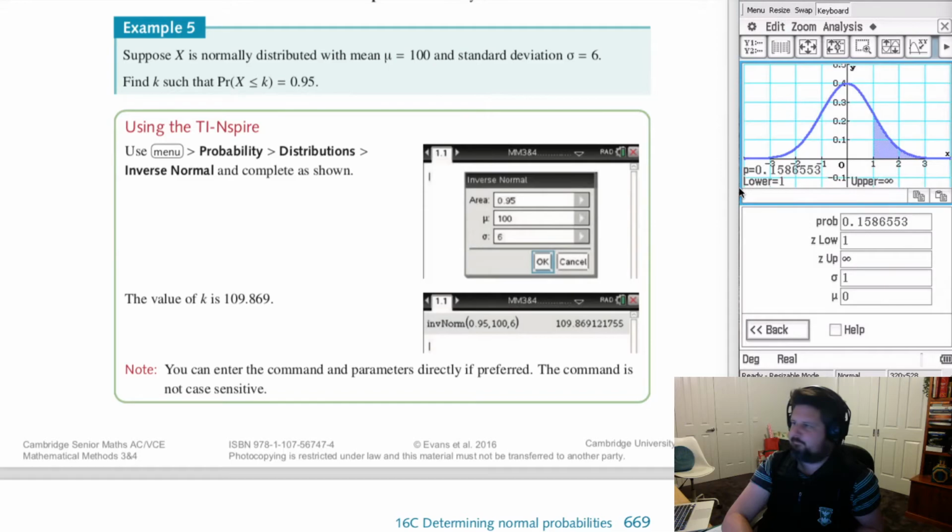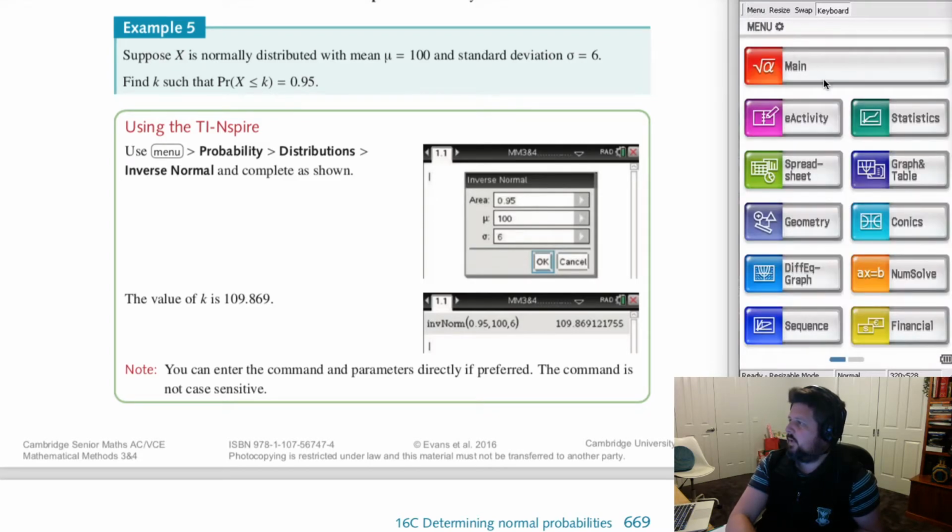Alrighty. Let's have a look at this next bit. So the next type of question that you can get is this one. It says here, suppose x is normally distributed with a mean of 100 and a standard deviation of 6. Find k such that the probability of x is less than or equal to k is equal to 0.95. So this way around we can use our calculator to determine the percentiles of any normal distribution. Again, I'll show you the two different ways we can do this.